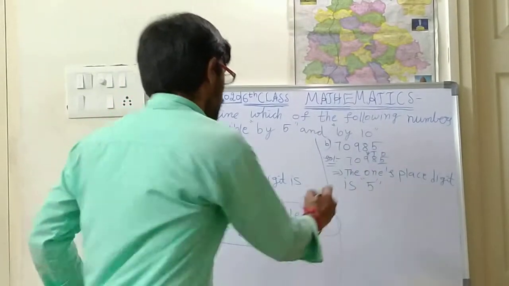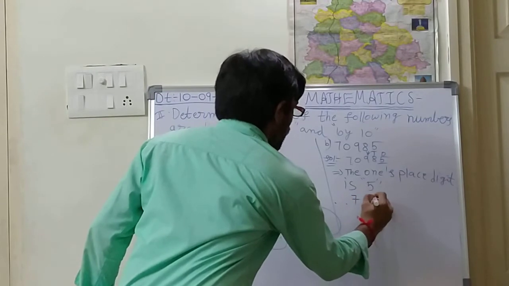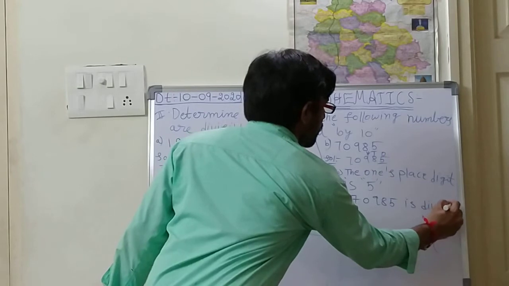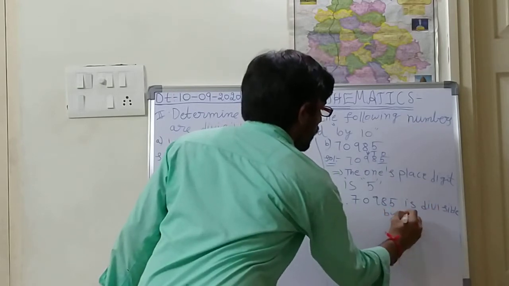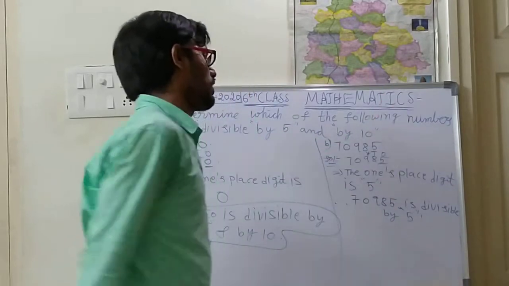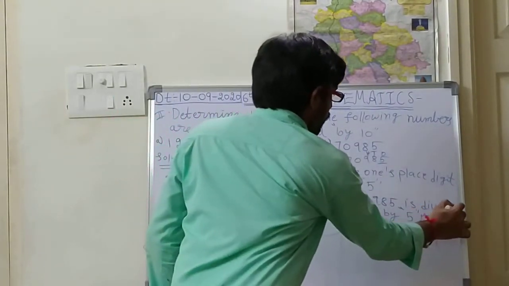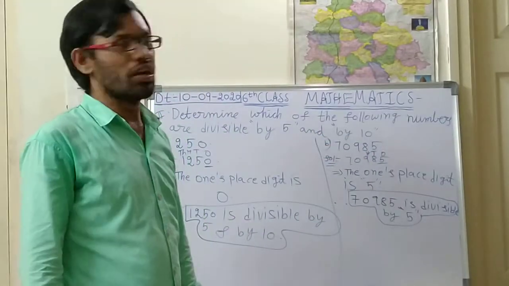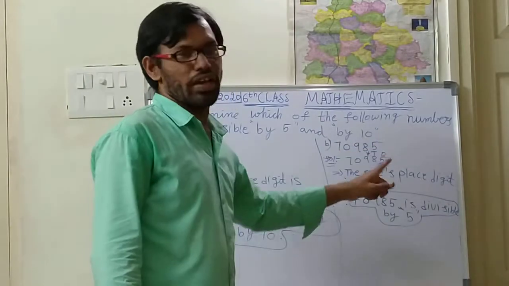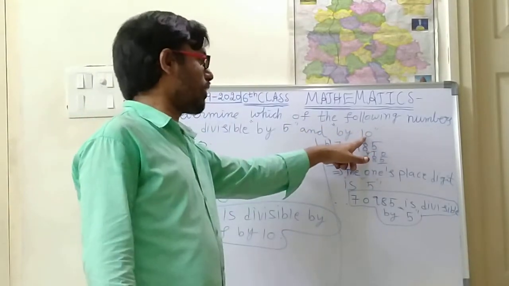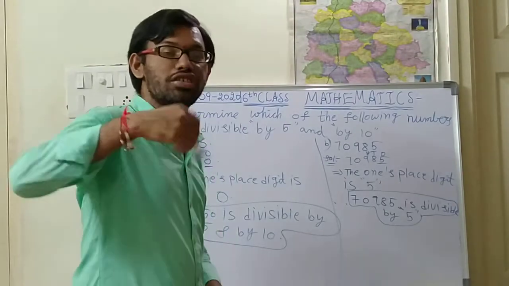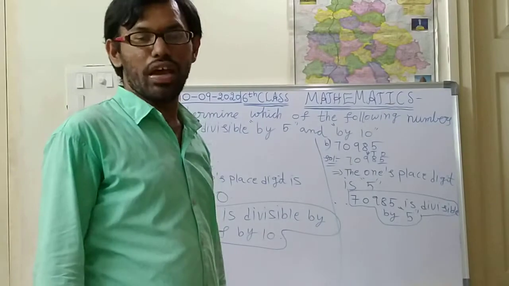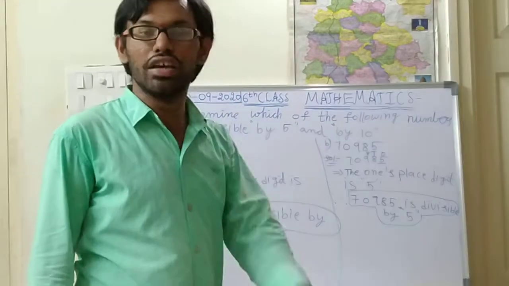Therefore, 70985 is divisible by 5. Okay, this is the first conclusion. Next step: whether it is divisible by 10 or not, we have to say. What is the ones place digit here, children? 5. But for a multiple of 10, it should be only 0. So if any other digit is there, it will not be divisible by 10.